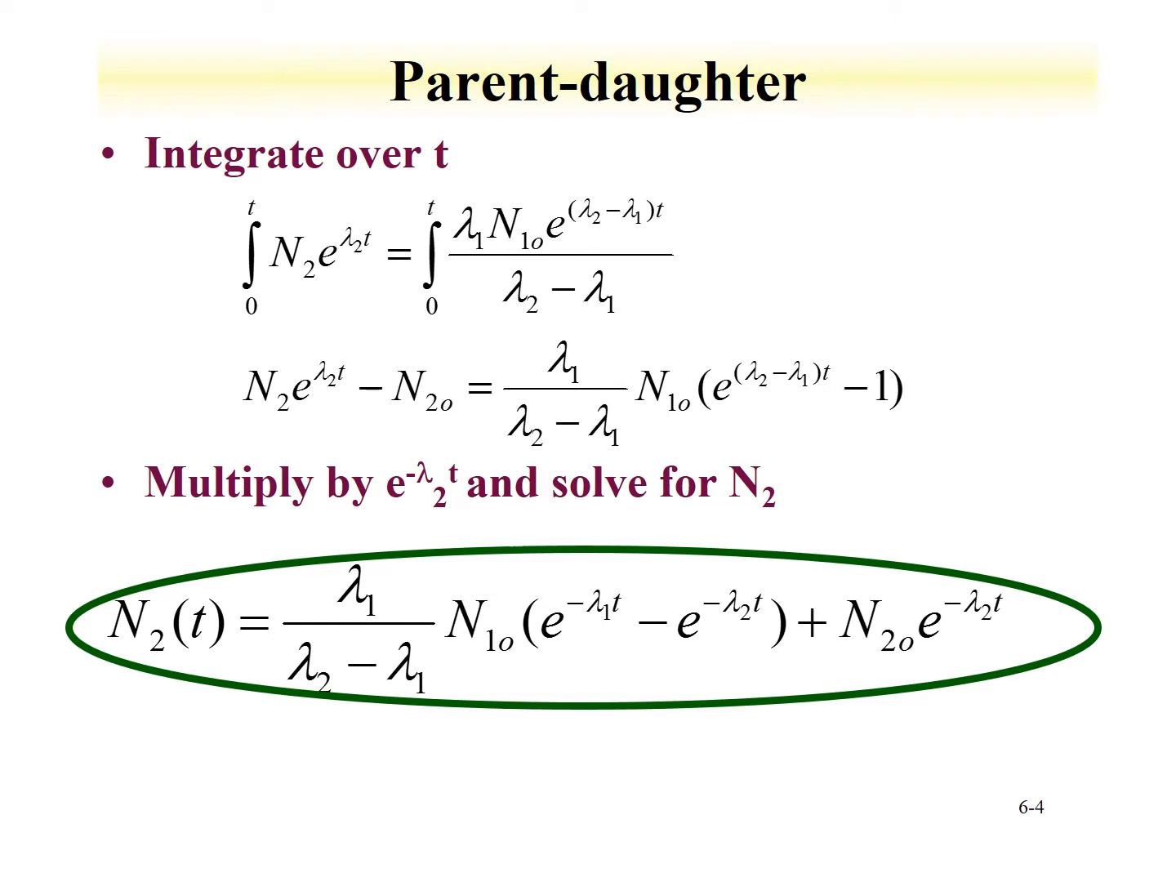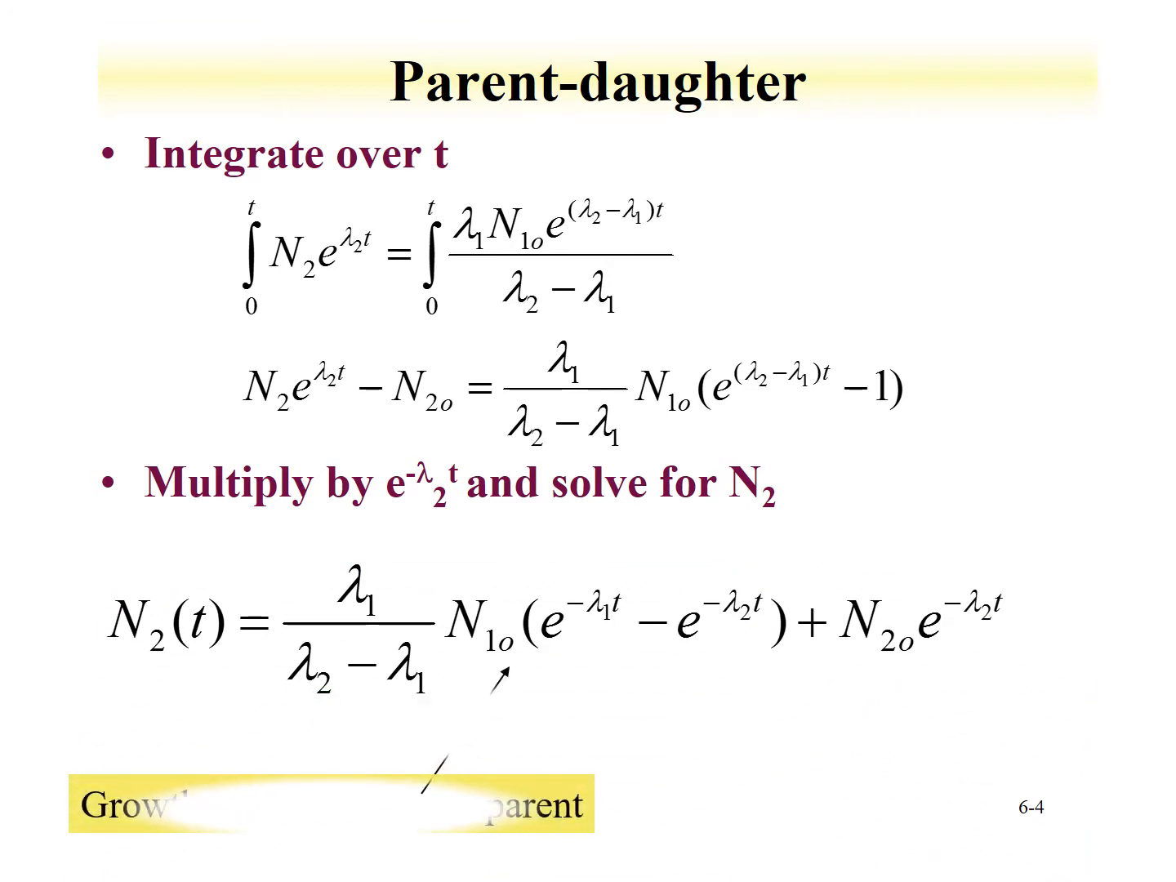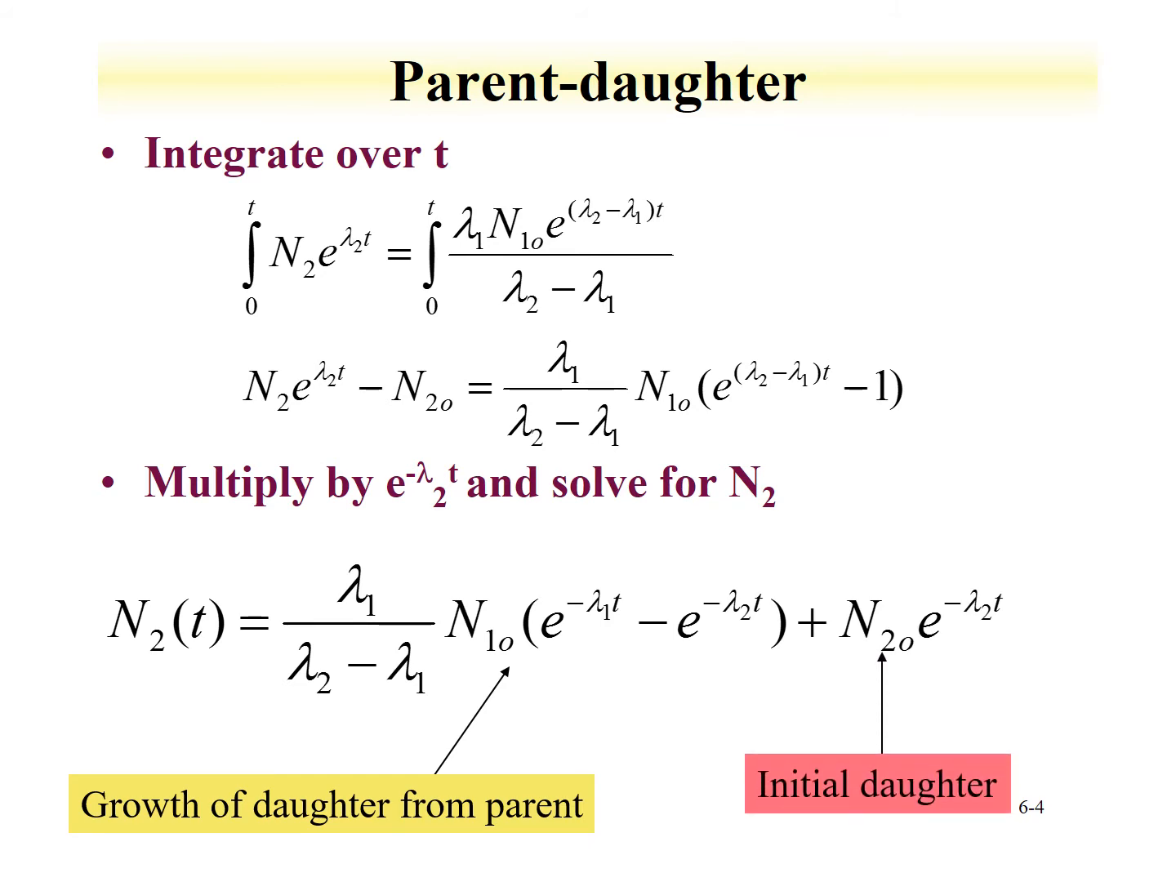The amount of N2 is equal to the decay constants, the number of parents, parent-daughter decay constants, and then the amount of daughter that's present. And we have two components. This is growth of daughter from the parent, and this is any initial daughter. And I do want to point out that this is lambda subscript 2 for this term.